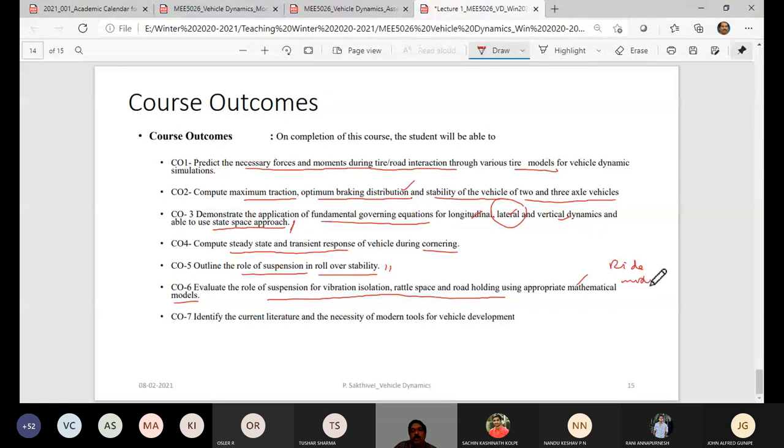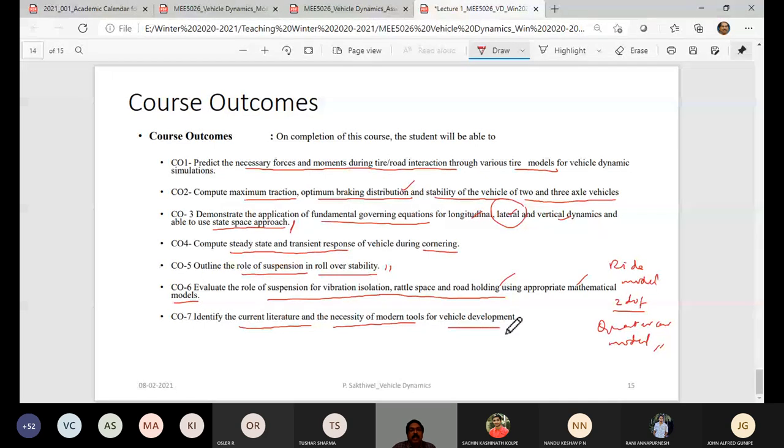This is sufficient to talk on this, that we'll see. But then you will be identifying current literature. So you would have to comfortably read your current literature and the necessary modern tools to apply, and do some vehicle development. So you would confidently look at these aspects because of your J component that comes into the picture. So this is all the expected course outcome.